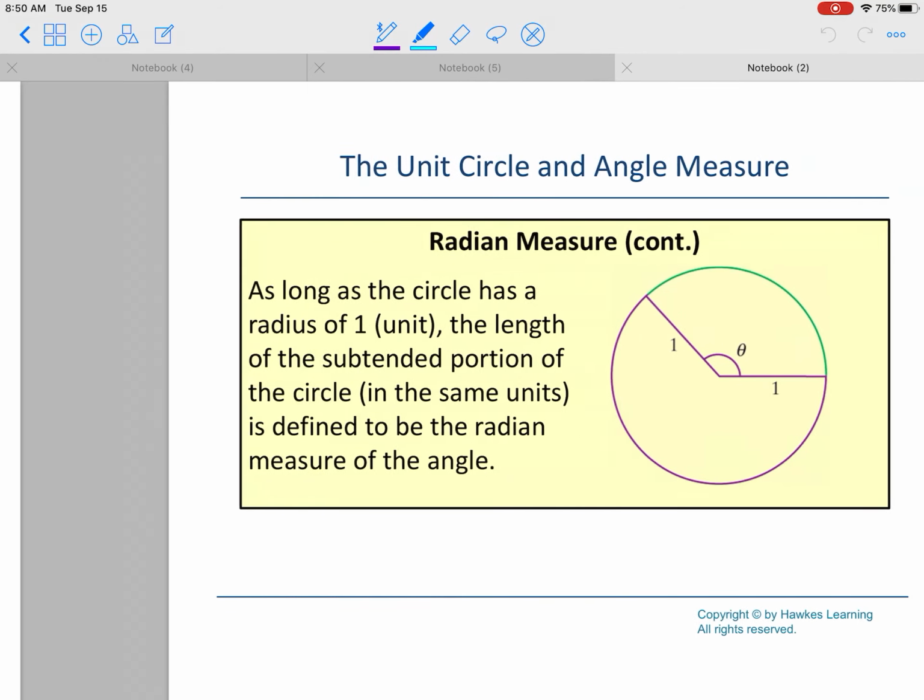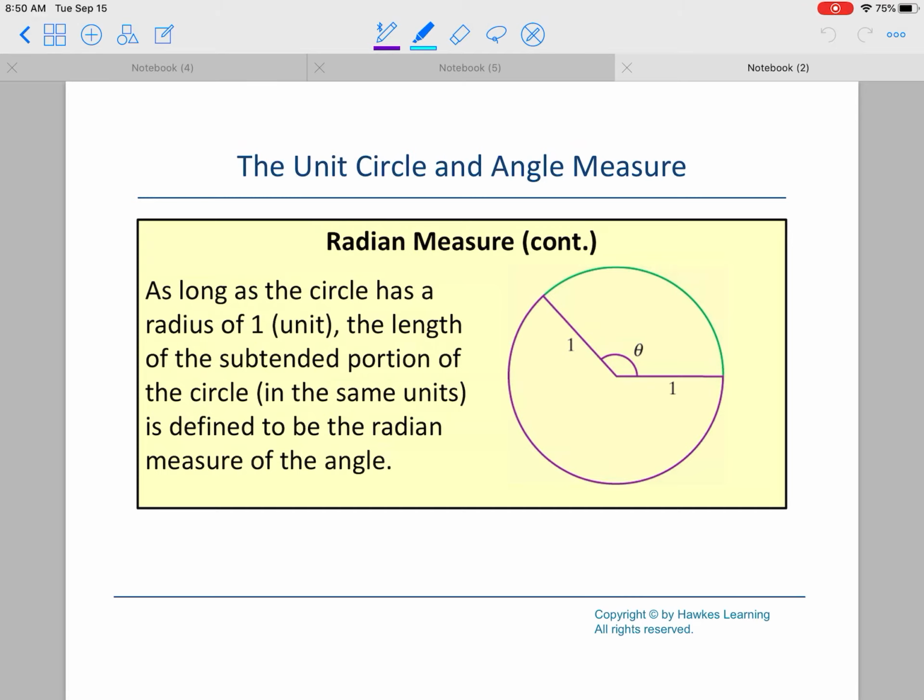So I'm going to flip on over here to this picture. I have this angle inside of my circle. I don't know what it is, so we call it theta. This circle has a radius. Remember, a radius goes from the center of the circle to a point on the edge of the circle. Each radius here is 1. Remember, a circle has an infinite amount of radii. But the radian measure is this green part. It is all of this around the edge of my circle.